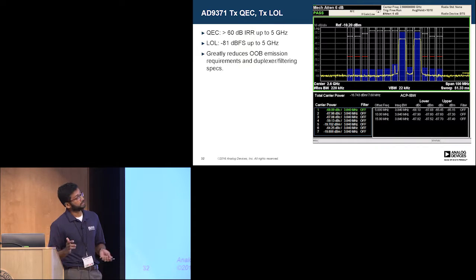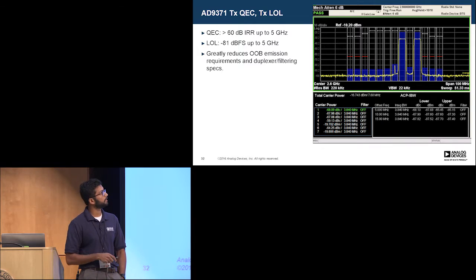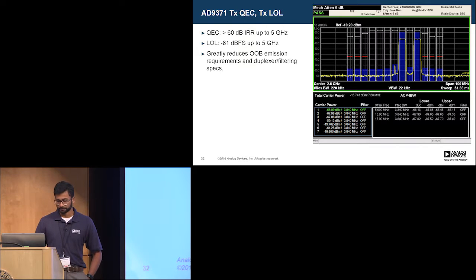So in this case, I'm getting like 60 dB image rejection, and my LO leakage, even though it doesn't look so great here, this is just one of the preliminary internal LO leakage cals. If you run the actual tracking cal with the whole observation receive, it pretty much goes all the way down to the noise floor.